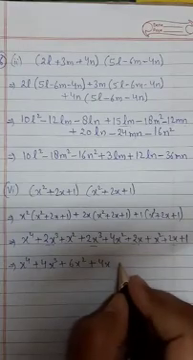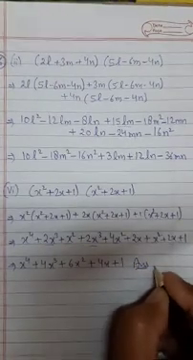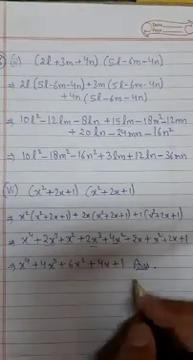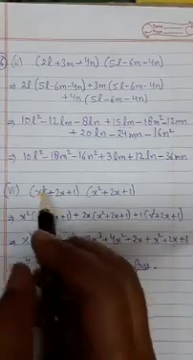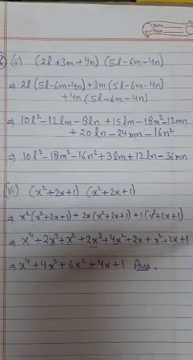And finally it will be plus 1. Since no like term is left, this is going to be our final answer. So this is how we are going to solve the last part of question number 6. Let's continue with the last question of this exercise, that is question number 7.